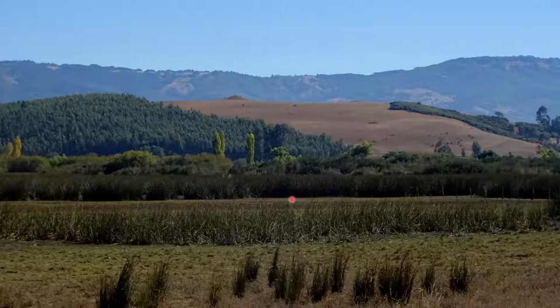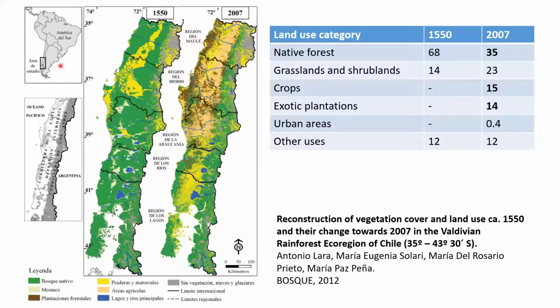So I'm going to take you farther south in South America, and particularly in South and Central Chile. This area has been highly modified by human activities in recent and also in older times. As we see in this picture from Lara et al., by the 16th century, this is the temperate rainforest region, and we see the cover grasses were abundant during that time too.